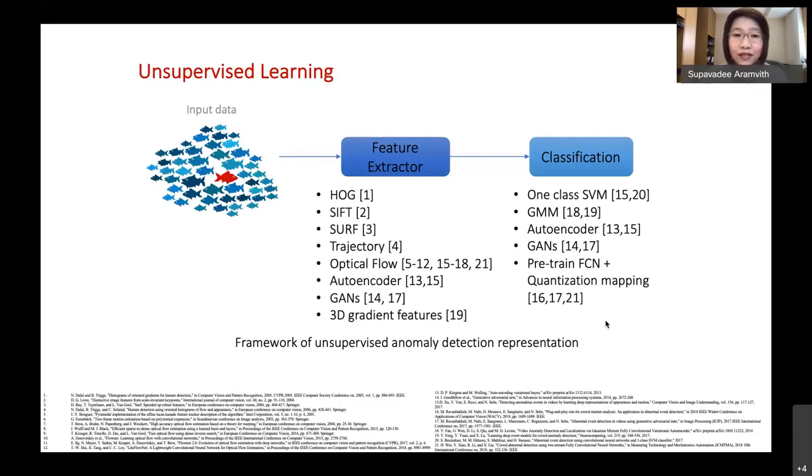Of course, we did not build everything from scratch because there are already state-of-the-art methods. For feature extraction, there are many good methods for spatial feature extraction and also for temporal features. We choose the methods, and also the classification, so we have to analyze and see which one fits well in our framework.